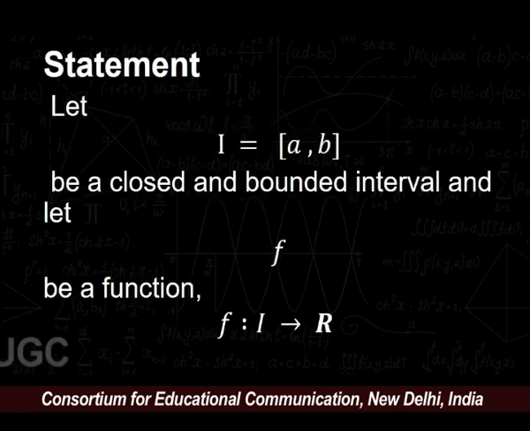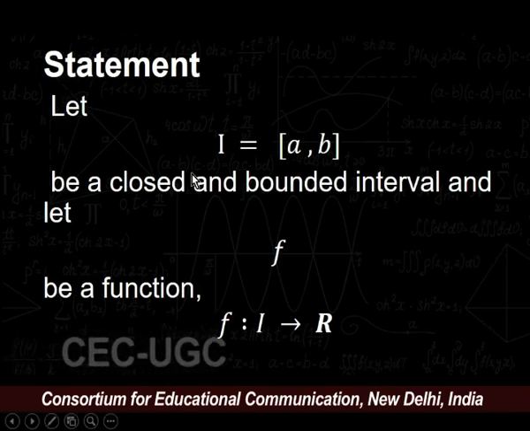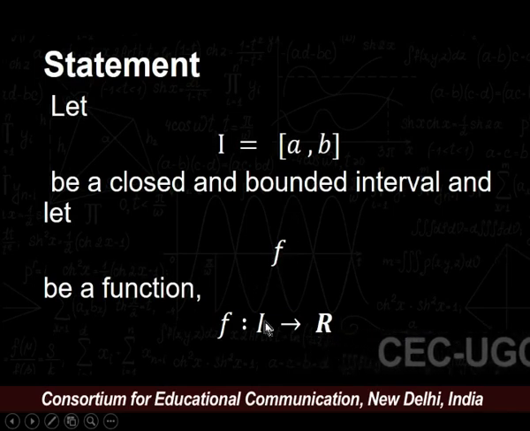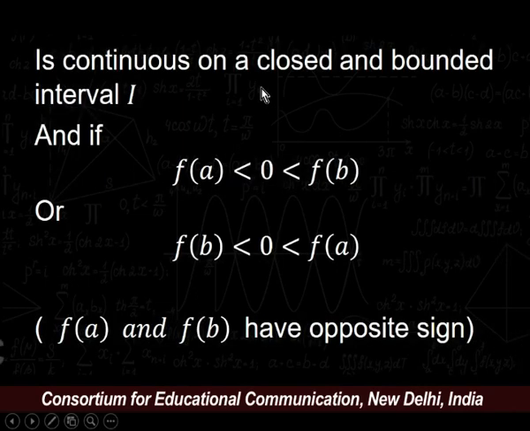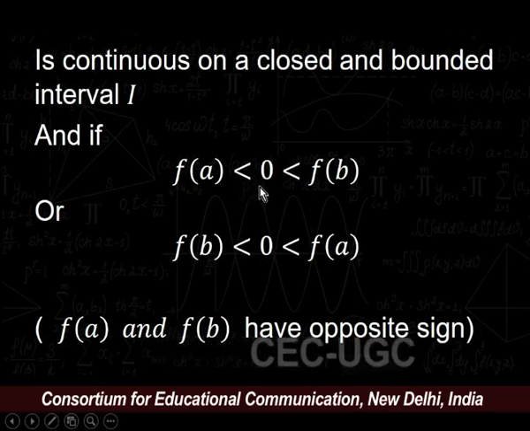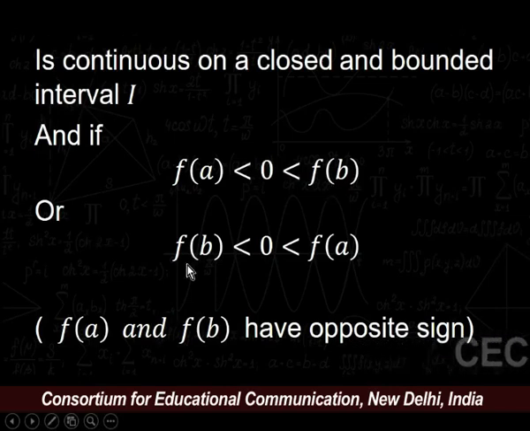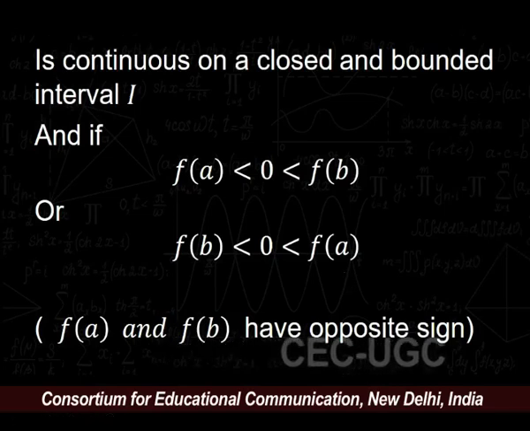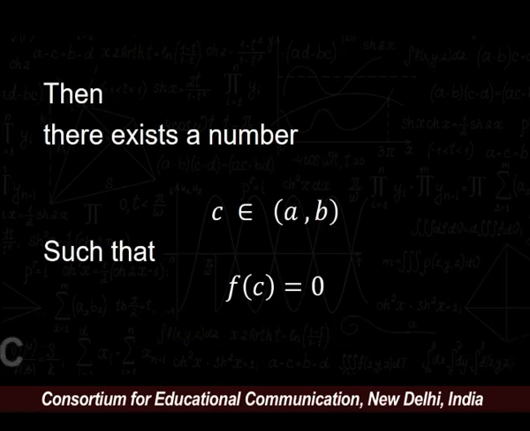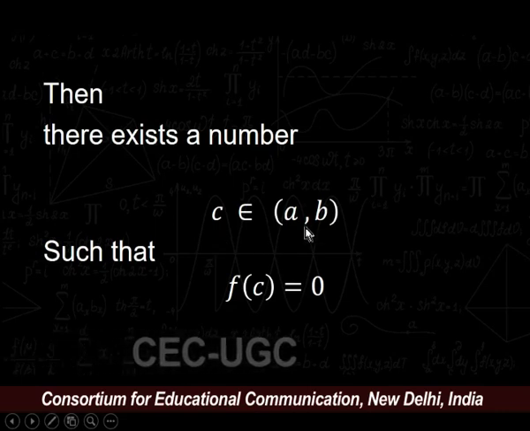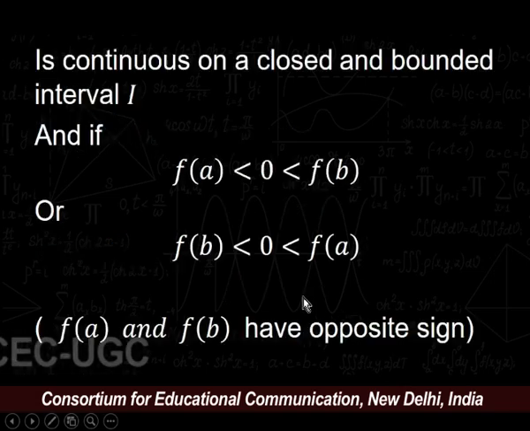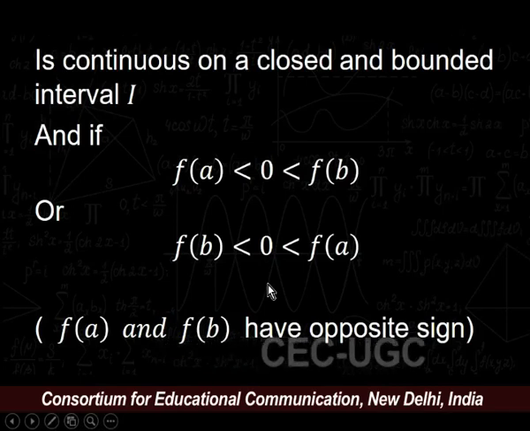The statement of the location of roots theorem is: let we have a closed and bounded interval I of the form I equals [a, b], and let us consider a function f defined from I to R, which is continuous on the interval I, and given that f of a is less than 0 and 0 is strictly less than f of b, or f of b is less than 0 and 0 is less than f of a, that means f of a and f of b have opposite signs, then there exists a number c belonging to the open interval (a, b) such that the value of the function f of c must be equal to 0.